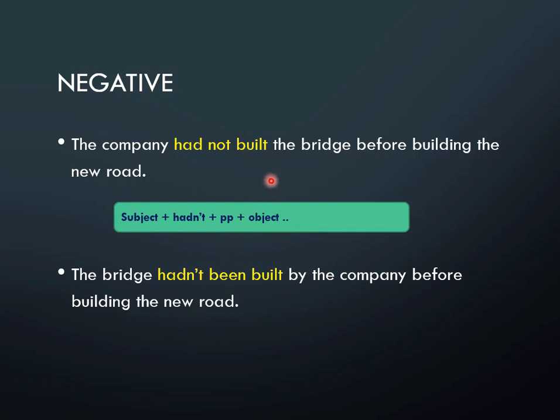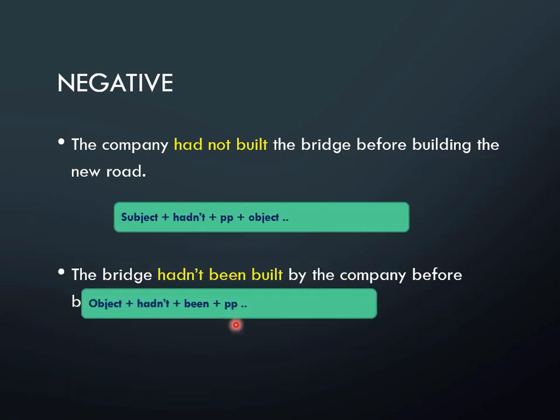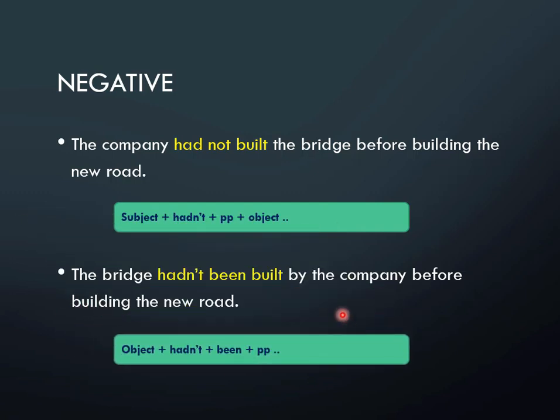We changed this by starting the sentence with the noun, the bridge, or the object, then we write hadn't been built by the company. This is the subject which was at the beginning of the previous sentence. Before building is a complement. It's okay if you write it as it is. So it's easy now if you compare these two sentences together and look at the structure we followed to write the second sentence: object, hadn't, been, and PP. Compare these two sentences to understand how we can change a negative active sentence in the past perfect to passive voice.